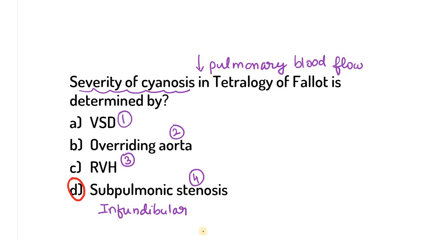Now, because of the blood passing through this stenosed area, they can ask you this question. What is the murmur heard in tetralogy of Fallot? Blood passing through a stenosed pulmonary area. So what is that?